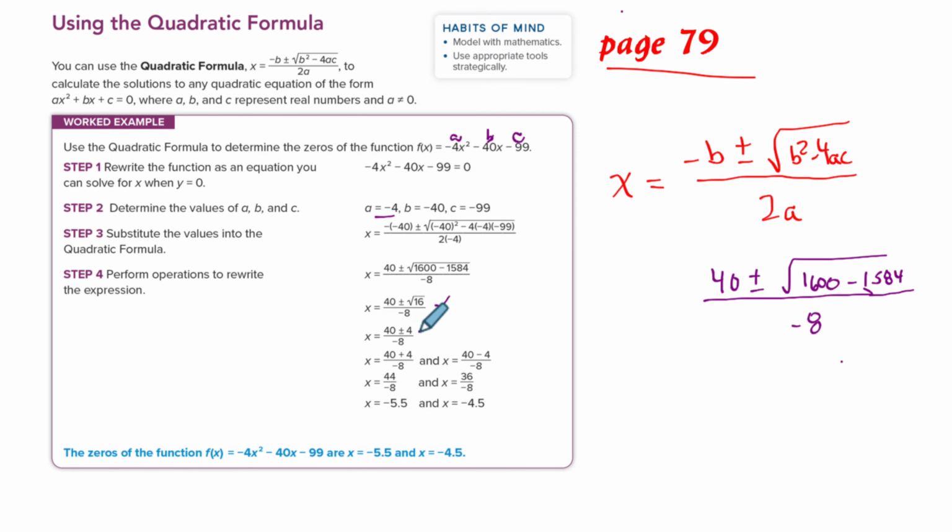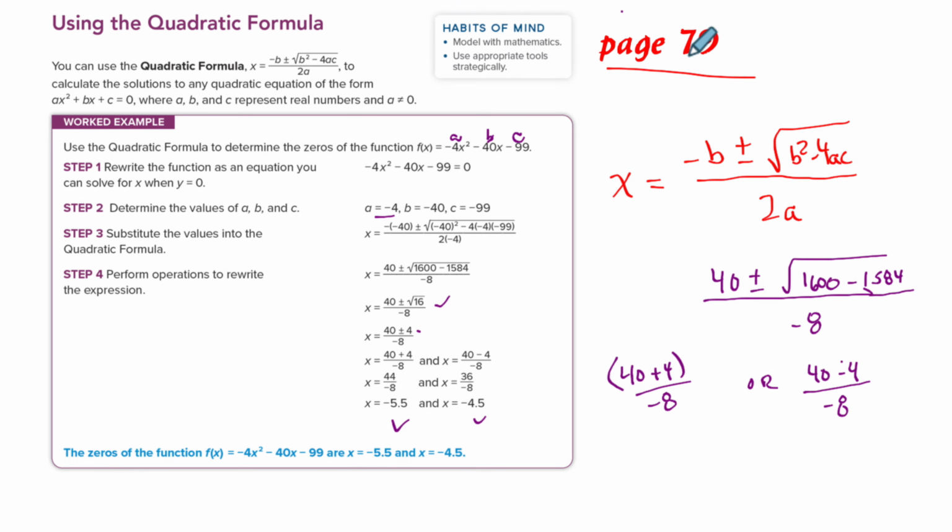Now from here, we do 40 plus 4, and we make sure we do that in one step, and we divide by the negative 8 that's on the bottom. Or we get 2 answers here: 40 minus 4, and that is all divided by negative 8. Make sure, again, that you're using your parentheses when you plug it in your calculator. You should get 2 answers of negative 5.5 and negative 4.5.